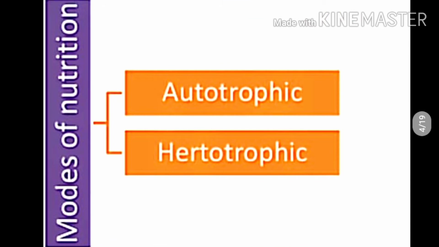So there are two modes of nutrition, and in this chapter we are talking about plants. In plants there are two modes of nutrition, that is autotrophic and heterotrophic.